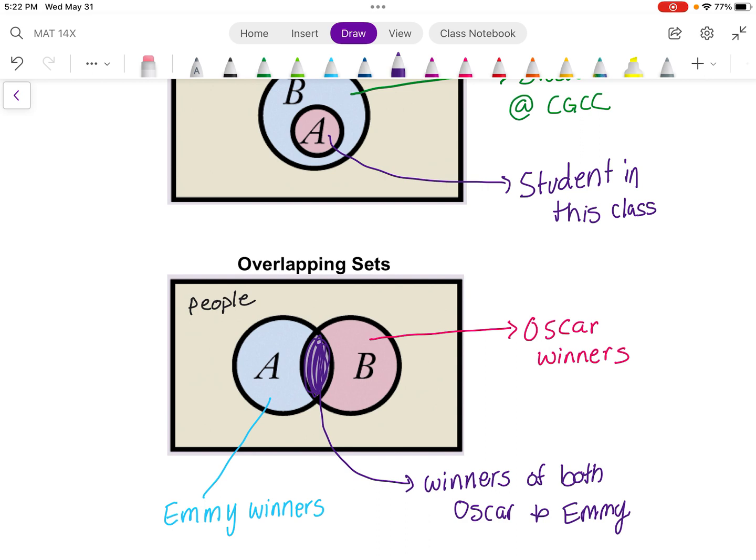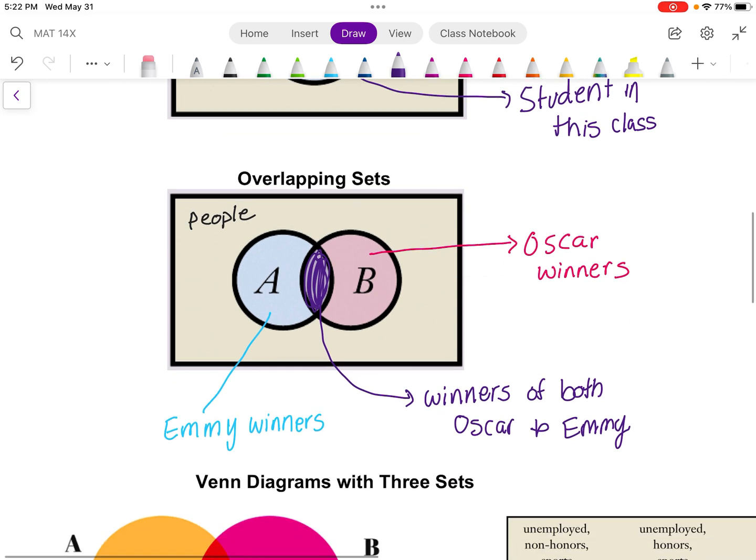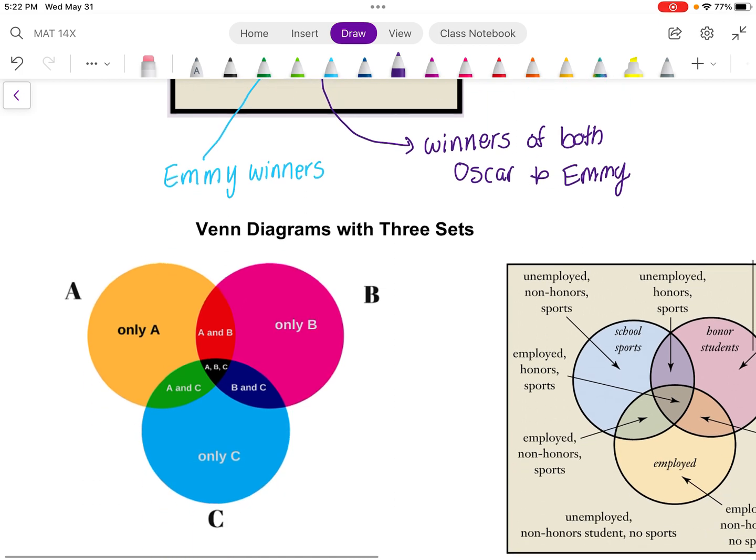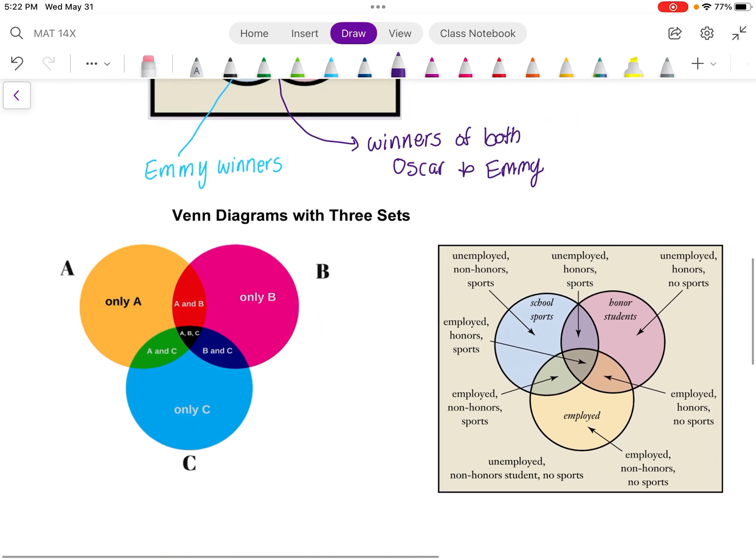So when we're looking at two sets, it's pretty straightforward. You have set A by itself, set B by itself, and then they're overlapped. It gets a little more complicated when we start adding in more groups of things and trying to compare them. So, at least in this class, we're going to look at two sets and their relationships, and then we're also going to look at three sets. And we're going to look at some Venn diagrams with three sets.